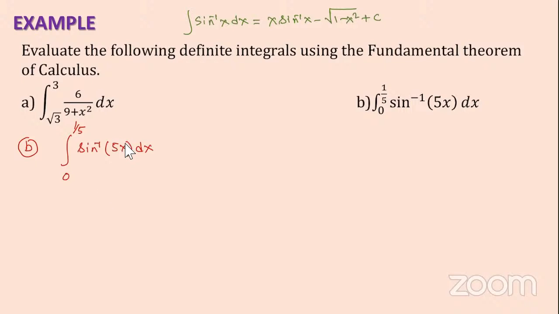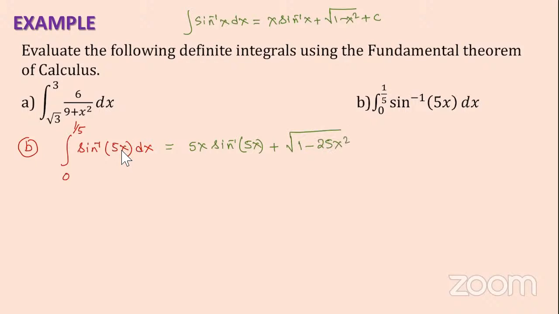The only difference here is the inside function is a linear function. That means we can technically use this formula and then divide that by the derivative of the inside function. But while using this formula, we have to replace every x by 5x. So this is equal to, in place of x, I'm writing 5x sine inverse 5x minus, it's not minus, actually this is plus. So let me write that there, plus the square root of 1 minus x squared. Squared of 5x is 25x squared.